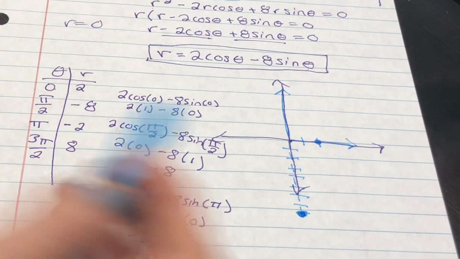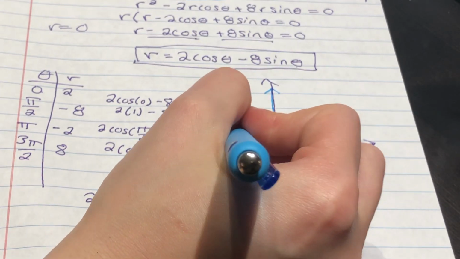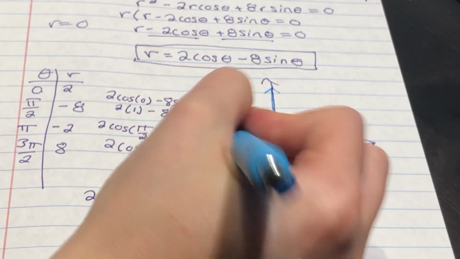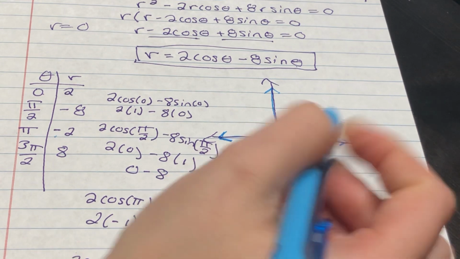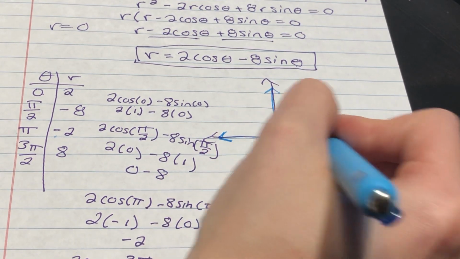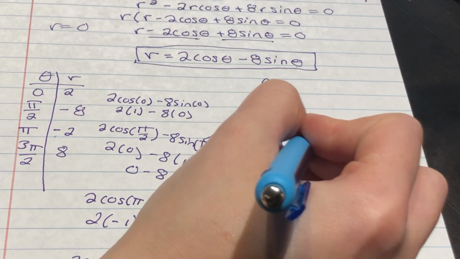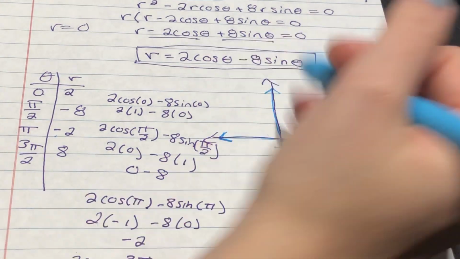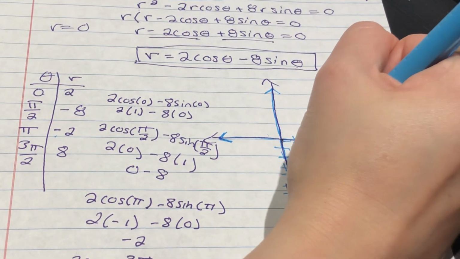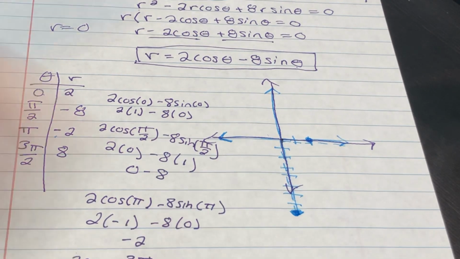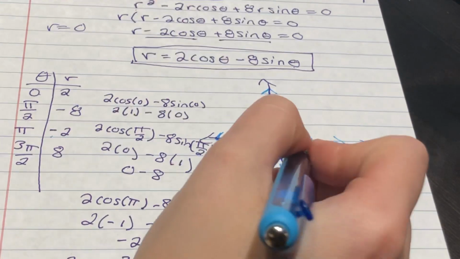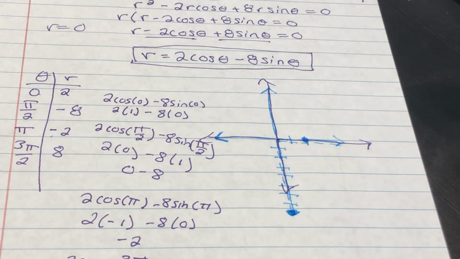Now at pi, so pi is over here. At pi, it's at negative 2. So it's not going to be here, it's going to be over on this side, because this is the opposite side for pi over 2. Negative 2, there's already a point there. For 3 pi over 2, which is down here, I need 8, which is already there. So right now we only have 2 points because 2 points are duplicate of each other.